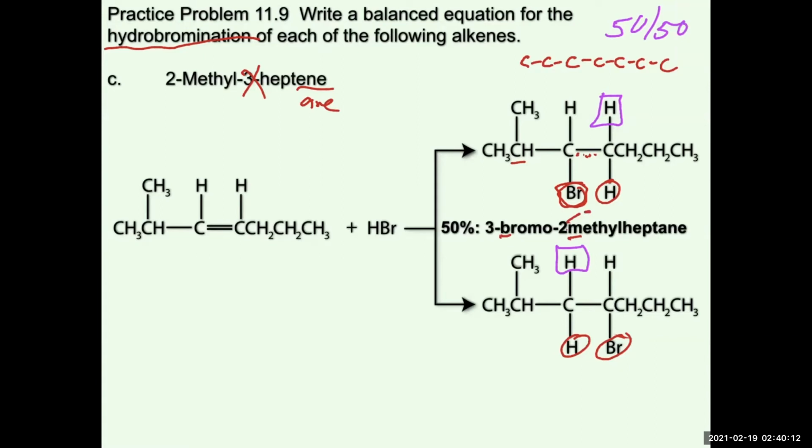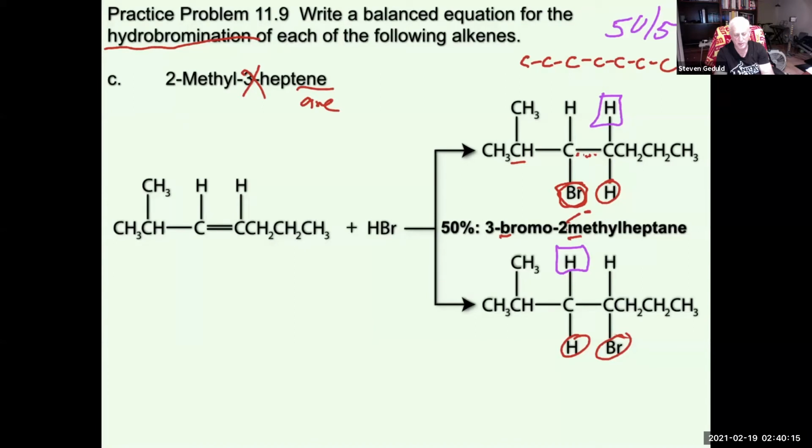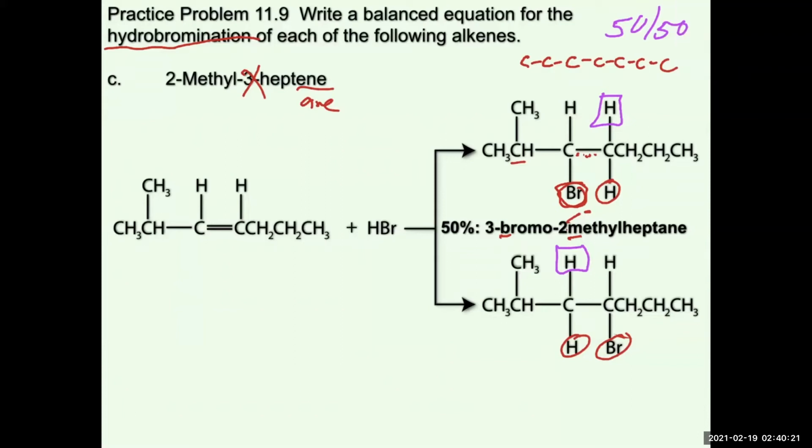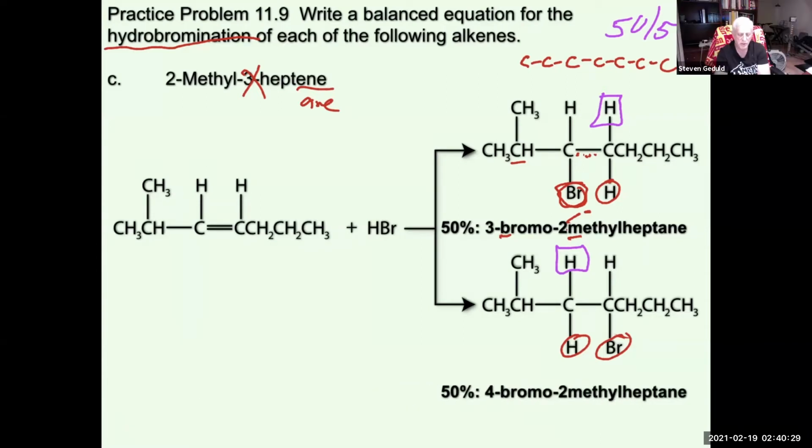And the bottom one. Who wants to name the bottom one now, since we know how to name it now? It's 4-bromo-2-methylheptane. Perfect. 4-bromo-2-methylheptane. And there should be a dash right here, in between, a dash between numbers and letters.